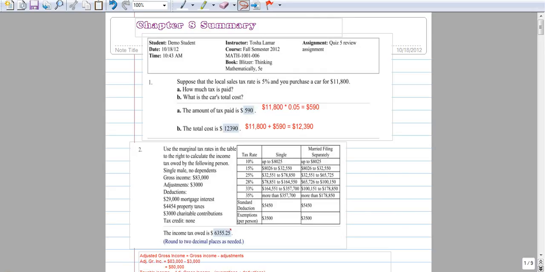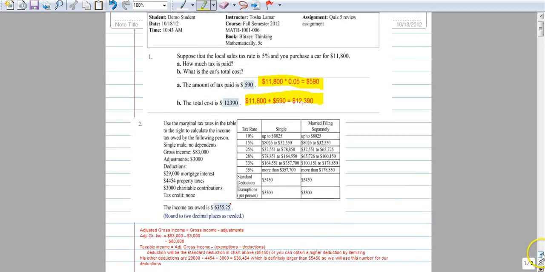Question number 1, suppose the local sales tax rate is 5%. You purchase a car for $11,800. How much tax is paid? All you need to do on a question like this is just sales tax, so it's just a flat tax rate. You're going to multiply the total cost of the car by the 5%, so 11,800 times 0.05, and that gives you $590. So the total cost is the cost of the car plus the amount of tax, so $12,390. That one's pretty straightforward.